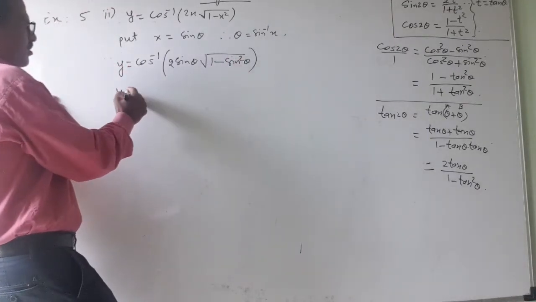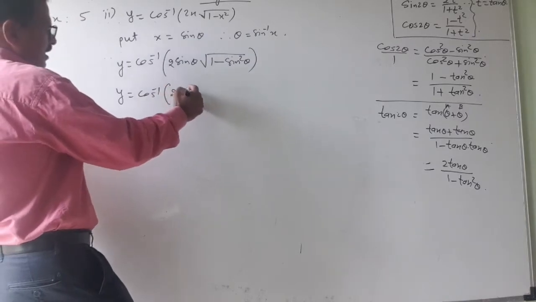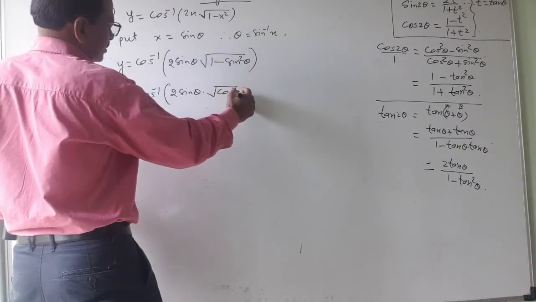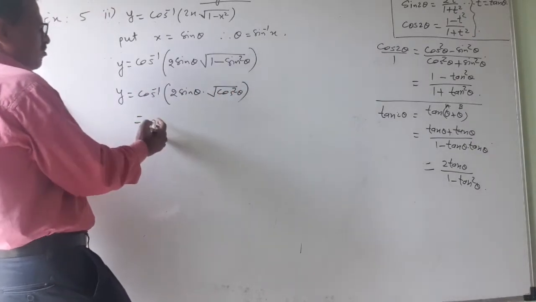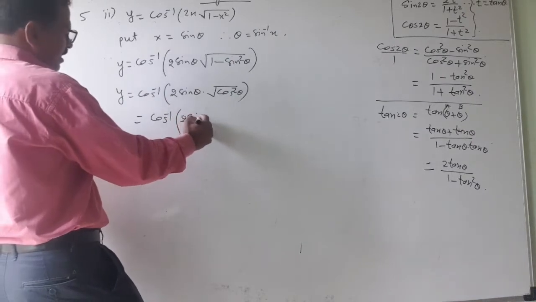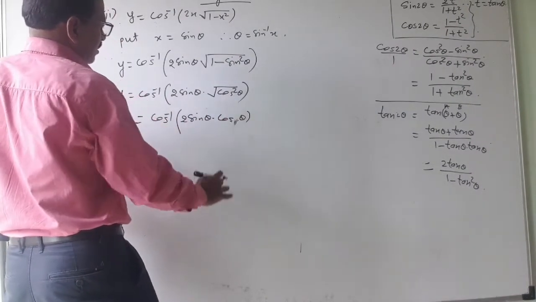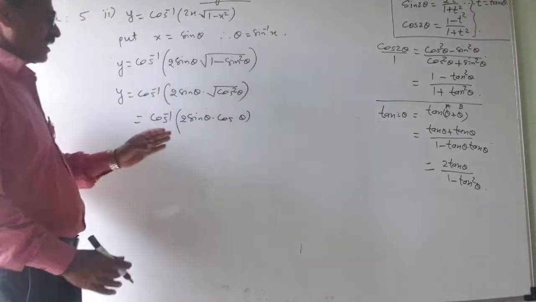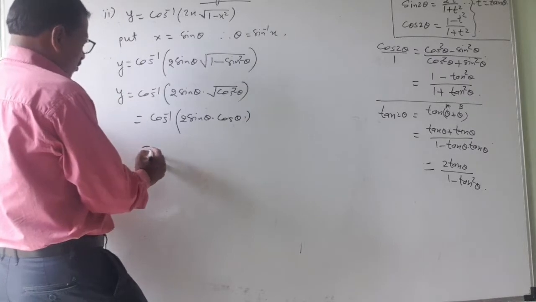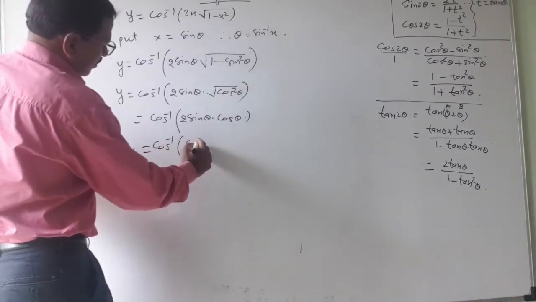So y is equal to cos inverse of 2 sine theta into cos square theta. Sine square theta plus cos square theta is equal to 1. The cos inverse of this is 2 sine theta into cos theta. Now I know that this is the expansion of sine 2 theta. Therefore, y is equal to cos inverse of sine 2 theta.